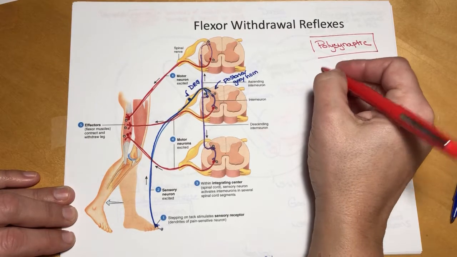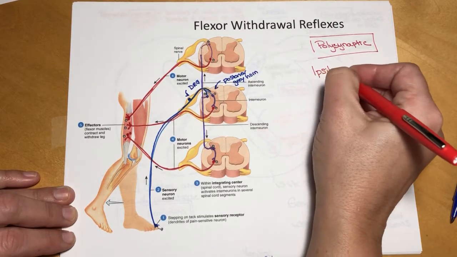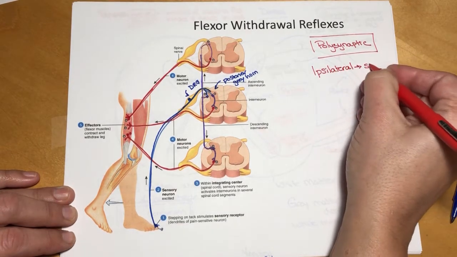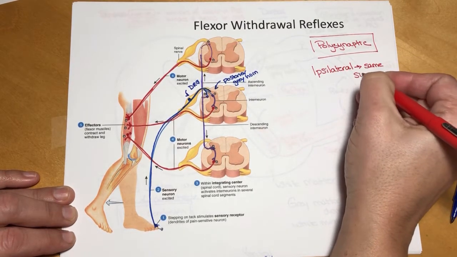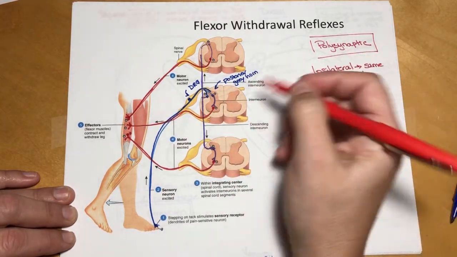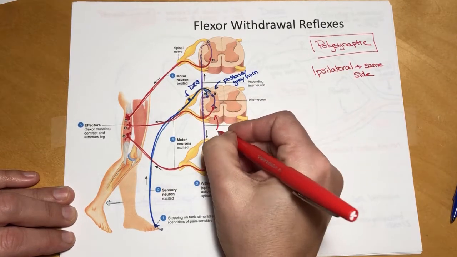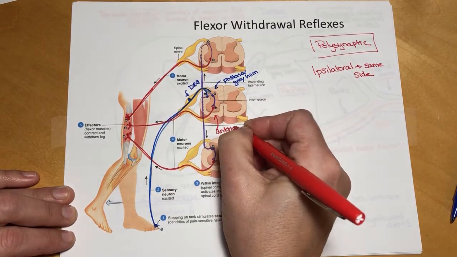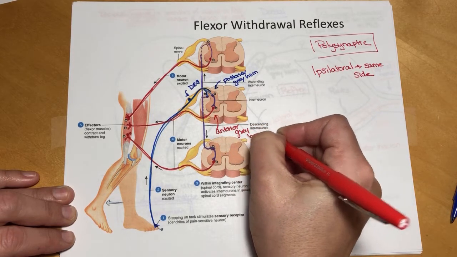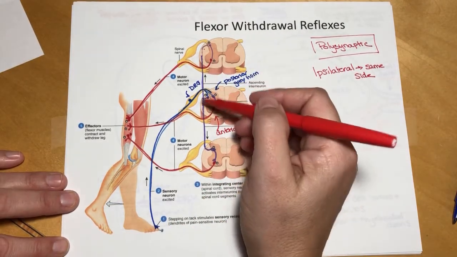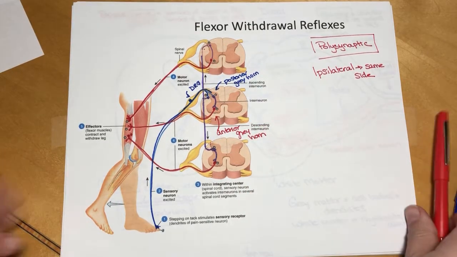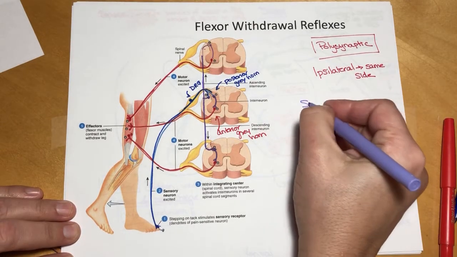Now, this is still ipsilateral. So ipsilateral, remember, means same side. We are not talking about crossing over the gray commissure yet. Forgot to say this is synapsing in the anterior gray horn. So we have these ascending and descending neurons that can recruit nerves from other spinal segments.